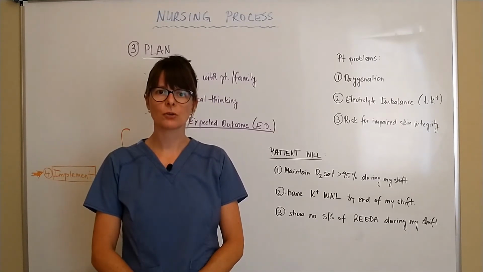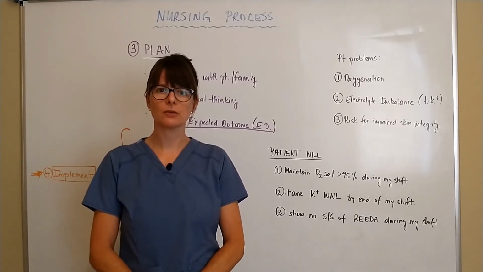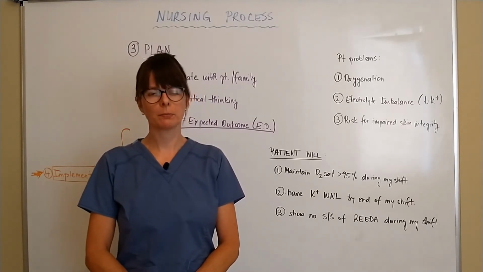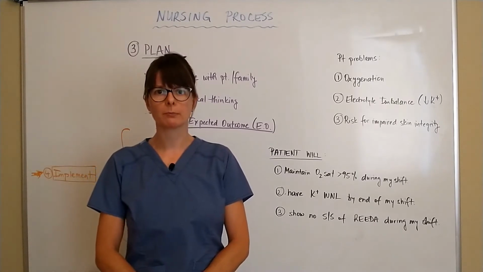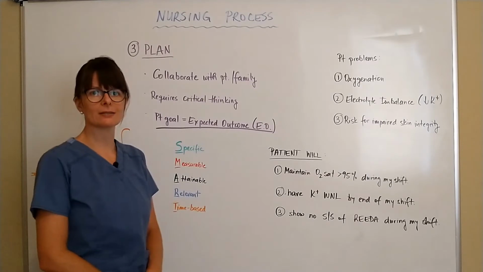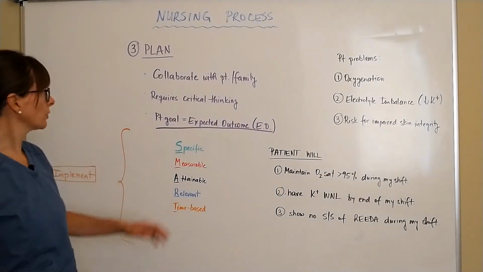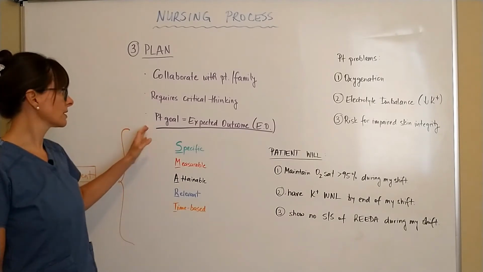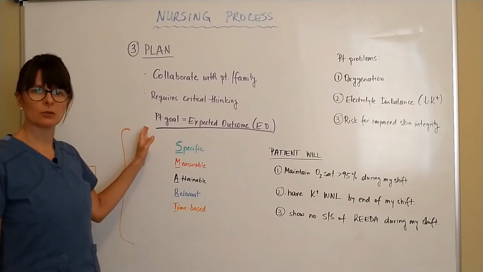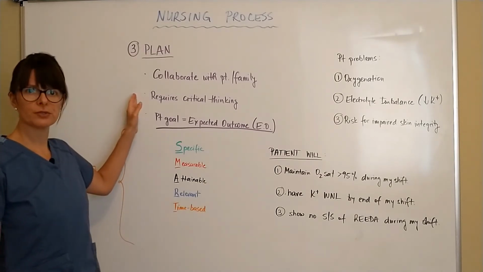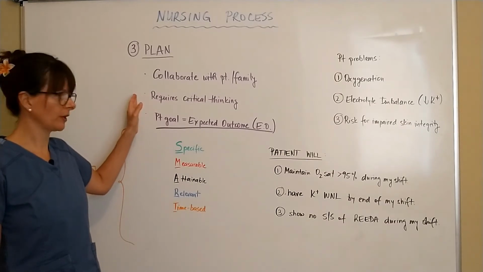This is the third video in the nursing process series where, after we've gathered our assessment data and come up with our patient problems and priority list, we move into the planning phase. So phase 3 is the planning phase. And we're going to collaborate with the patient and their family to come up with some patient goals that are sometimes also called expected outcomes. And certainly this whole nursing process, and specifically the planning phase, will require critical thinking.